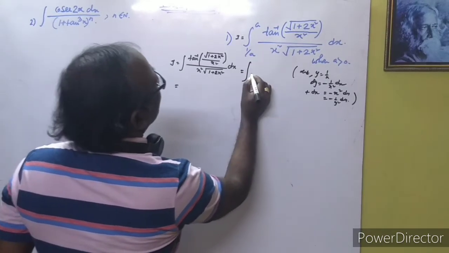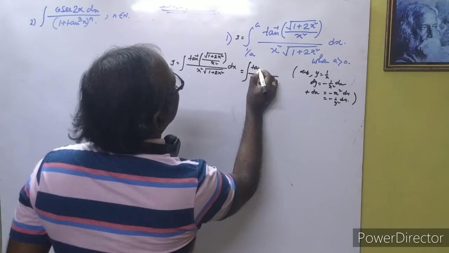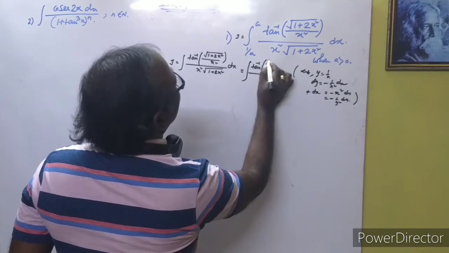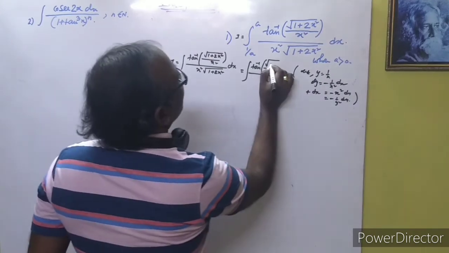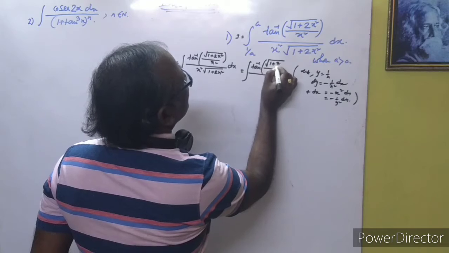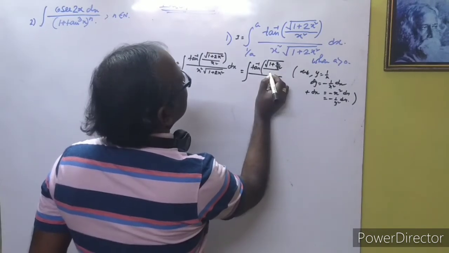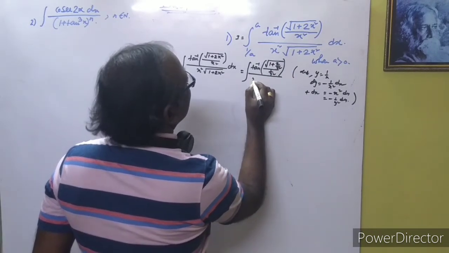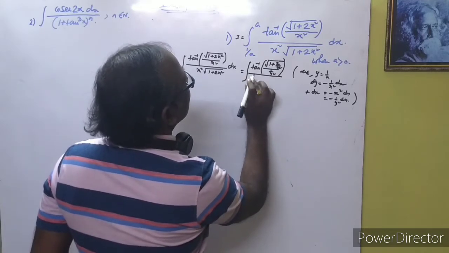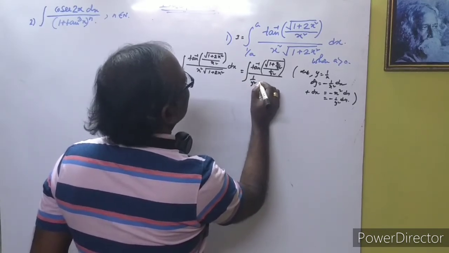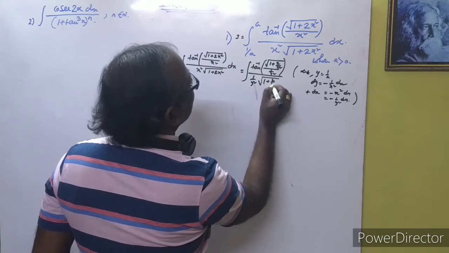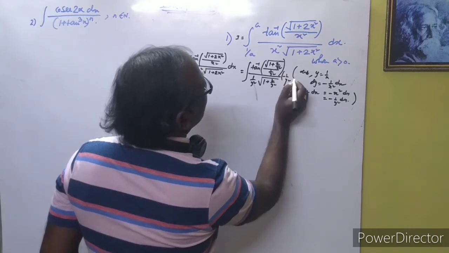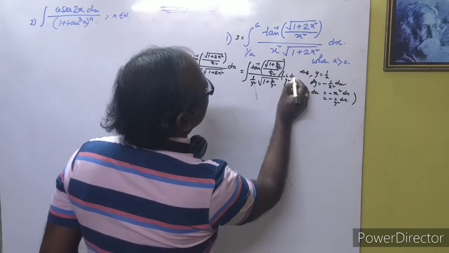And this is tan inverse, okay, this is here 1 plus 2 by y square, and this is here 1 by y square. Okay, and here x square means 1 by y square, and under root 1 plus 2 by y square, and also dx means here minus 1 by y square into dy.